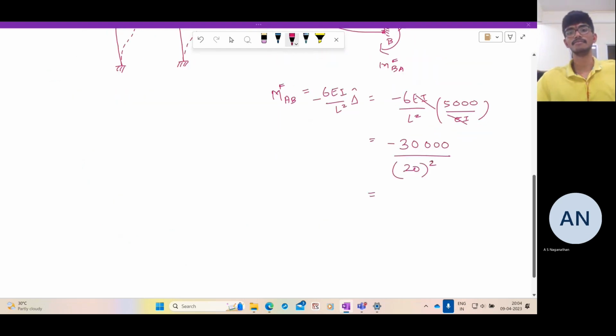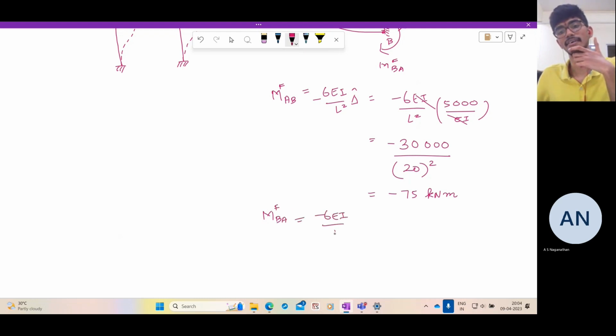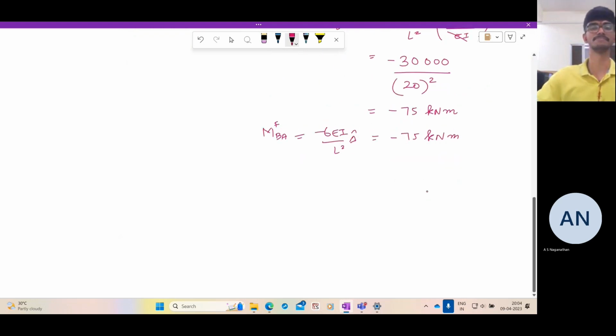So this turns out to be minus 75 kilonewton meters. And MBAF is what? That is also equal to minus 6 EI by L square delta cap, which is minus 75 kilonewton meter. So now you know why I have taken 5000, just to get realistic values of the moment. Otherwise, you may have to deal with very small moment values. So delta cap can be any arbitrary value, but if you take it this way, you get some realistic values for these moments. We don't want to deal with very small or very big values. That is the only reason.